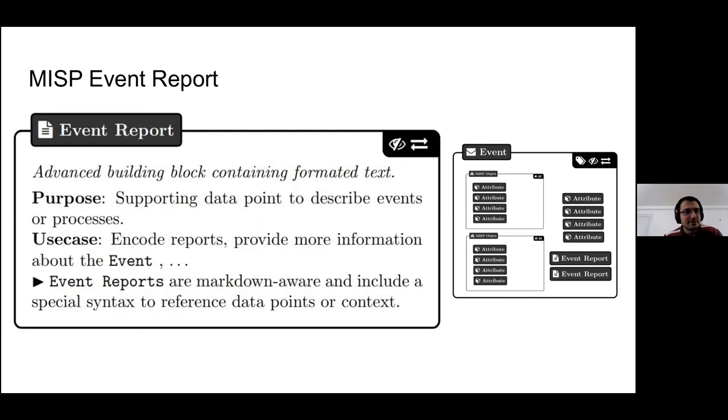And this is actually right now, the MISP event report. You can see also on the right side that an event can contain multiple event reports. Event reports are meant for humans. It's just a way for analysts or users that encode information to have a way to write things, to describe a story using text and not using formatted data structure. These reports are markdown aware, so you can add a bit of formatting. And we have also included a special syntax that allows you to reference some MISP entities. So if you want to reference a specific file, a specific URL and so on, you can do that directly in the report.